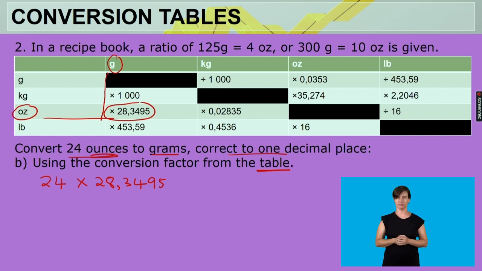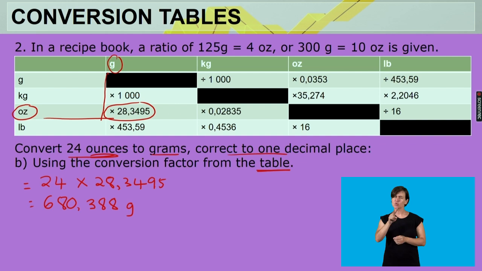24 multiplied by 28.3495. Looking at our answer, that will give us 680.388, right? And remember, this is grams.